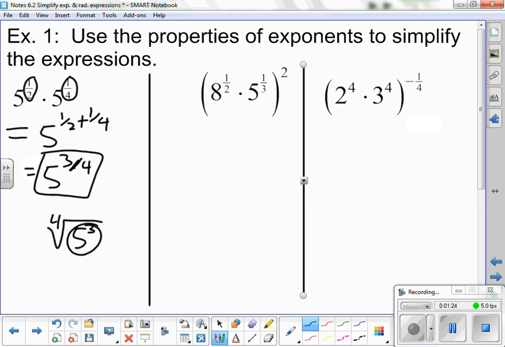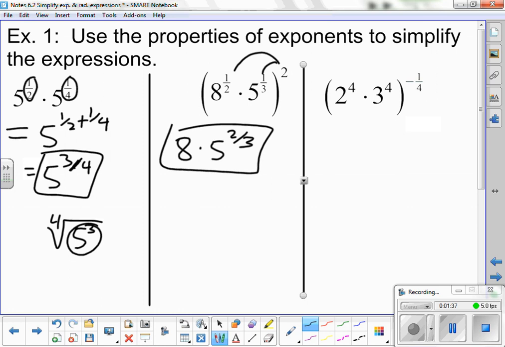Next one, this is the power of products, so you're basically going to quote-unquote distribute that in. 2 to the 1/2, that's just 1, so that's 8 times 5 to the 2/3, and that's it. If you wanted this in radical form, this is 8 times the 3rd root of 5 squared, or you can make the 5 squared to 25.